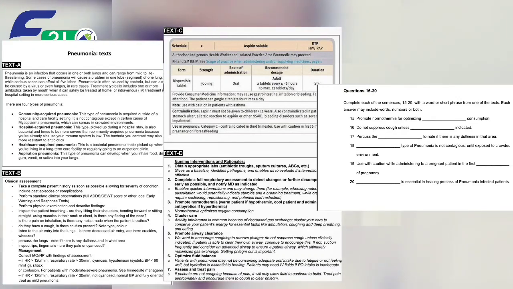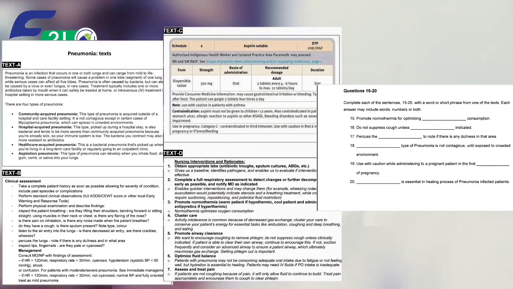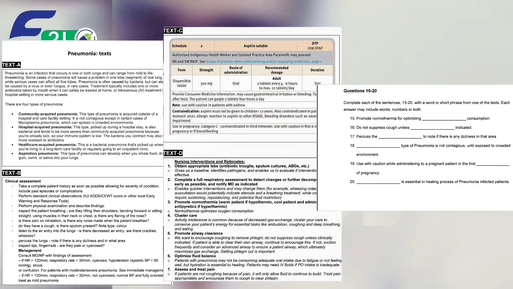Well, so 15. Promote normothermia for optimizing dash consumption. Fine. So 15 to 20 questions, I have told you, are about filling the blank. So what you need to do, your answer will be between optimizing and consumption. This is a very easy type of question. Once you get this kind of question, just pick those particular words, optimizing and consumption, and locate these words in your paragraph. Before that, understand which paragraph the question belongs to, then it will be very easy for you.